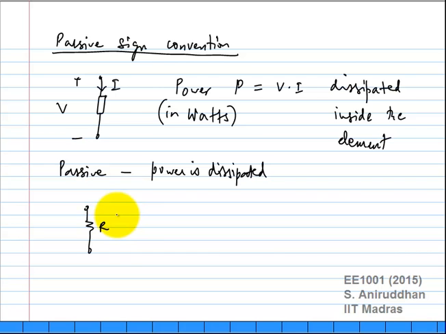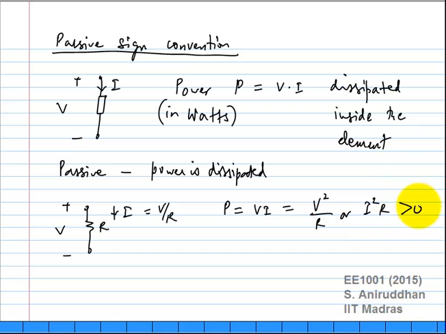Let's say I take a resistive element. Does it dissipate power? Is P, V times I, positive or negative? Positive. So I have a V and a current I equals V by R. P is V times I, which is V squared by R, or I squared R. Obviously, V squared by R or I squared R is always greater than 0, which means power is dissipated, which means this is a passive element.